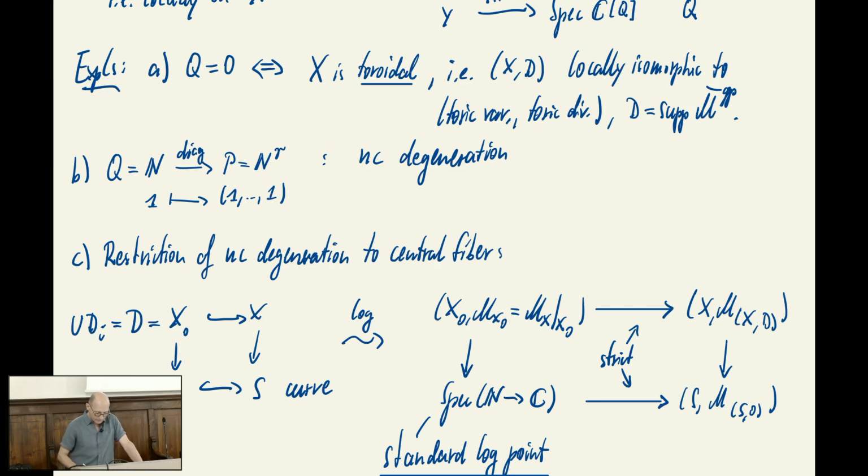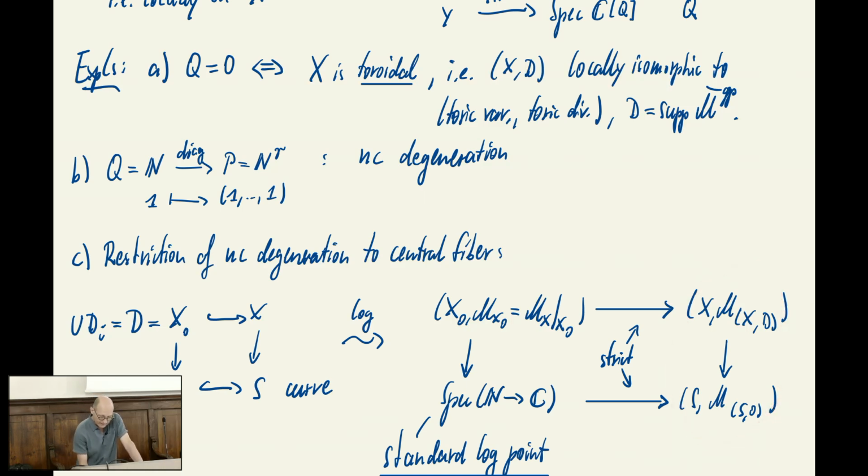And so you can look at this whole picture. Let's say X lives over a smooth curve S. You have a special point 0, and the divisor D is your central fiber. So you have a pair X comma D giving you a log structure, and a pair S comma 0 giving another log structure, and a log morphism from X to S with these log structures.